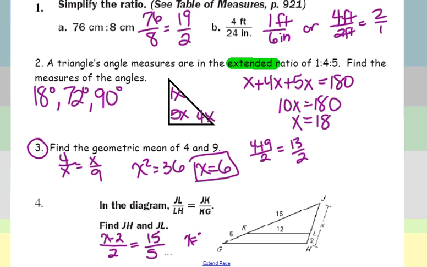All right, you should have gotten x equals 8, which means that when I find the thing I want to find, which is JH, if x is 8, then JH is 8.